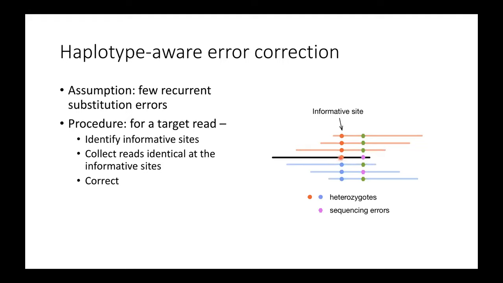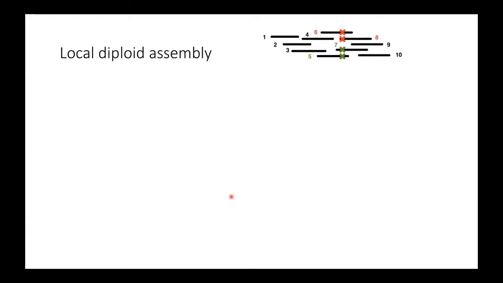And now we see that the black read has a red allele. Then we know the black read should be grouped with these red reads. And then we only use the red reads to do error correction. We ignore the blue reads. And now here, because the red reads all have one base and the target read has another base, this looks like a sequencing error, so we will correct it this way. Similarly, we can do this for all reads in the pool.